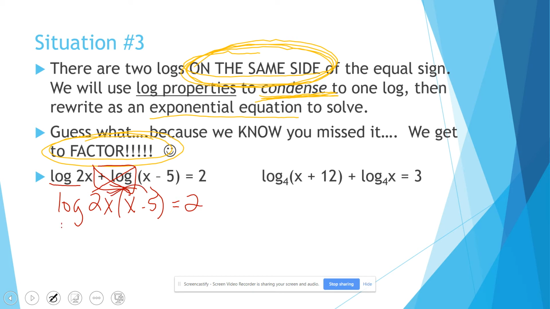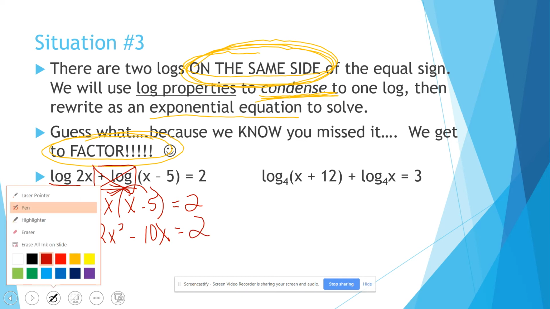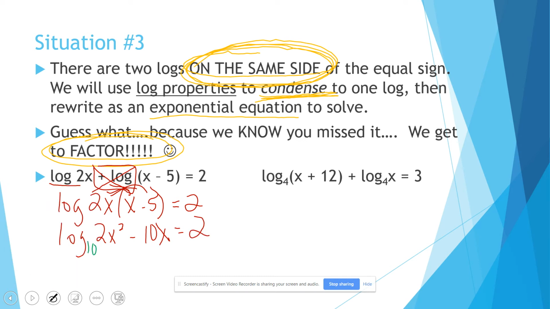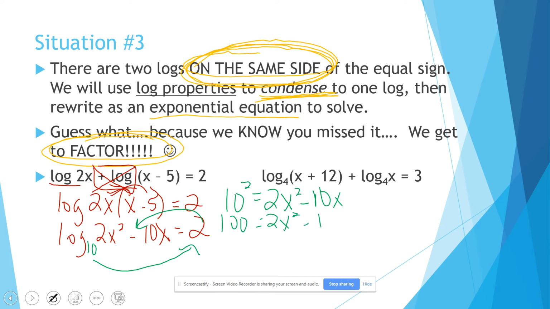I'm going to distribute that 2x to get rid of those parentheses. We have 2x squared minus 10x is equal to 2. Now remember, this is a base 10, so we rewrite it in exponential form. That gives us 10 squared is 2x squared minus 10x. 10 squared is 100. And then in order to solve for x, we have to get this set equal to 0. So we need to bring that 100 over to the right.